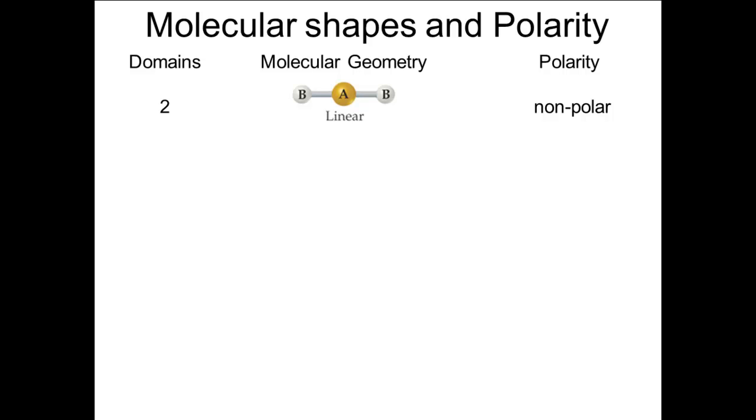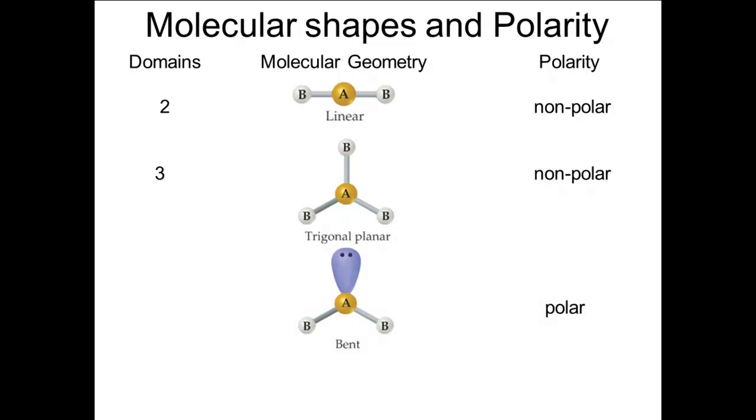For the linear geometry, the dipoles are in opposite directions and will cancel out, so the molecule is nonpolar. For the trigonal planar domain geometry, the trigonal planar molecular geometry is nonpolar. But the bond dipoles do not cancel for the bent shape, so it is polar.